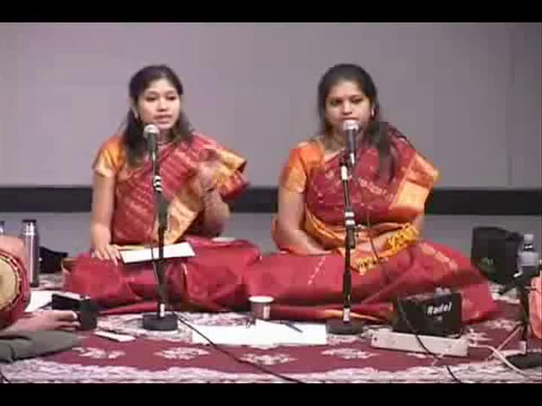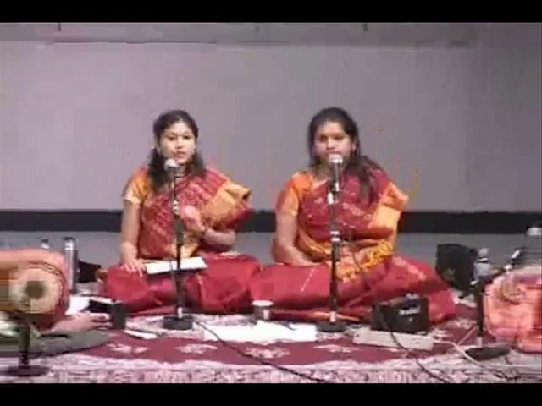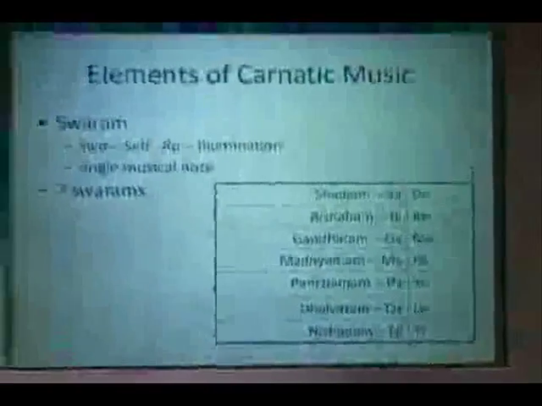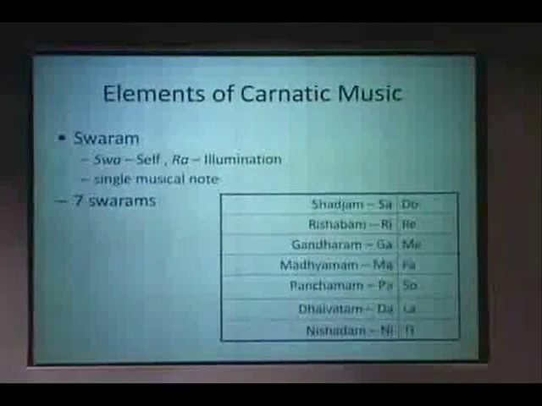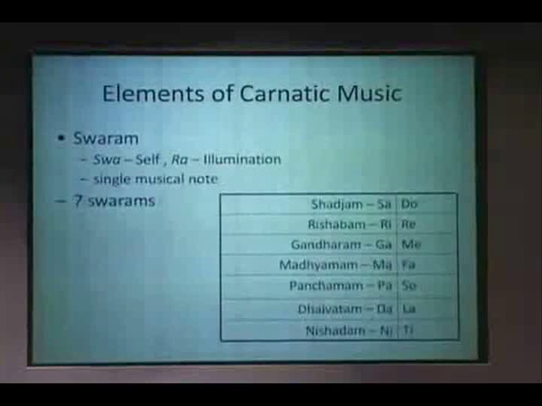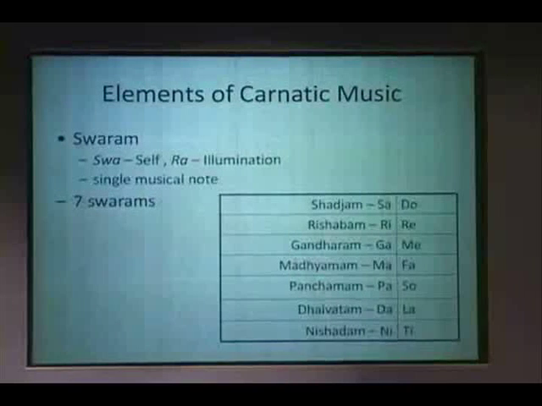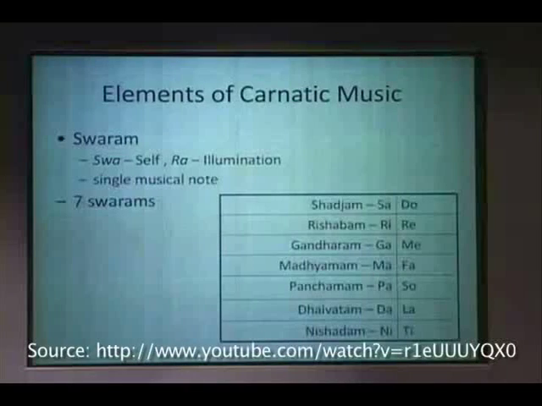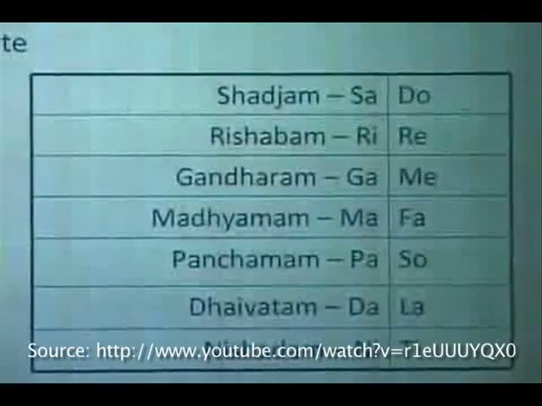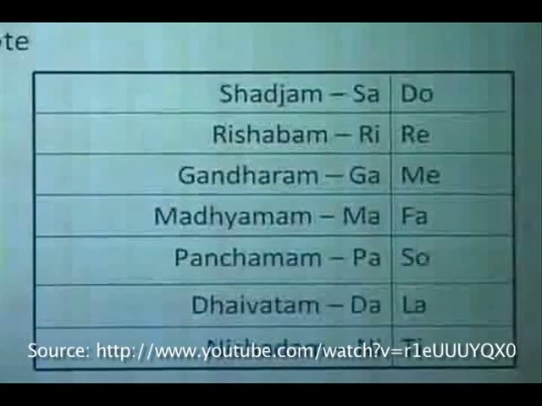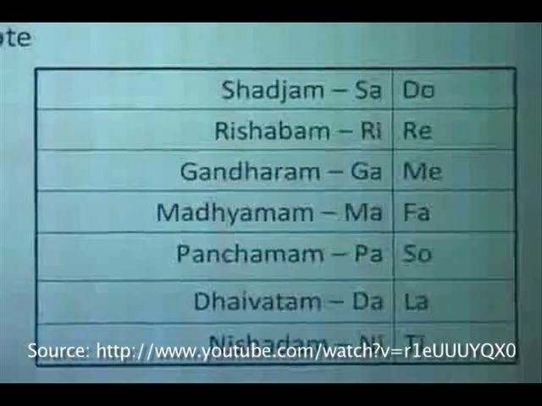Swa means self and Ra means illumination in Sanskrit. So in India we very sincerely believe that music is the path to spiritual enlightenment. So Swarams form the ladder to this enlightenment, if you will. The 7 Swarams are Sa, Ri, Ga, Ma, Pa, Da, Ni. They come from Shadjam, Rishabham, Gandharam, Madhyamam, Panchamam, Dhaivatam and Nishadam.